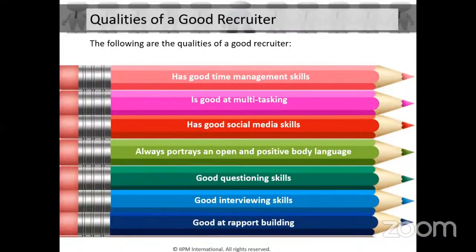A good recruiter is good at multitasking. Several things will come up in the course of recruiting. You should be able to manage those things well. All right. Always portray an open and positive body language. Has good social media skills. You should also have good questioning skills, good interviewing skills, and good rapport. You should be good at rapport building. You should be able to make the person in front of you comfortable while still answering your question.